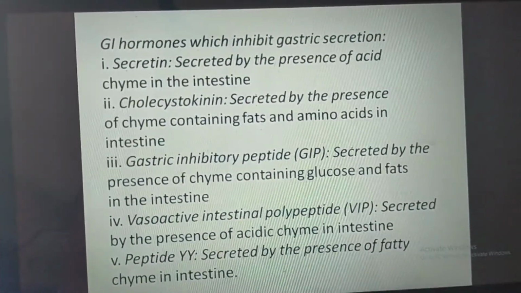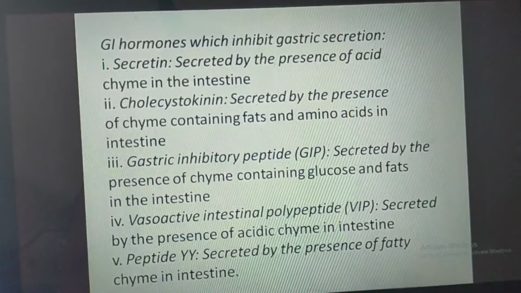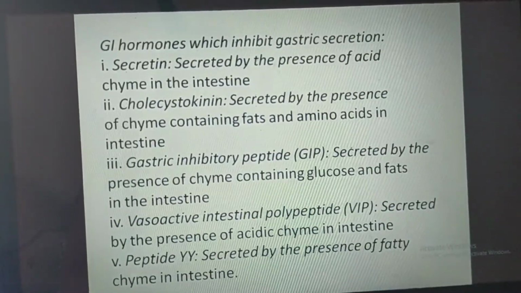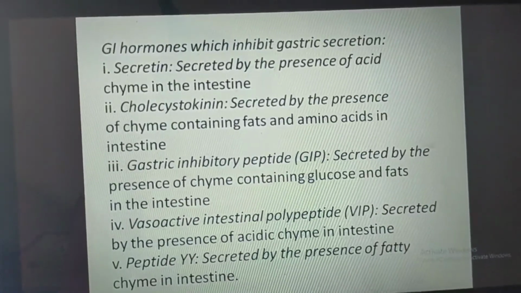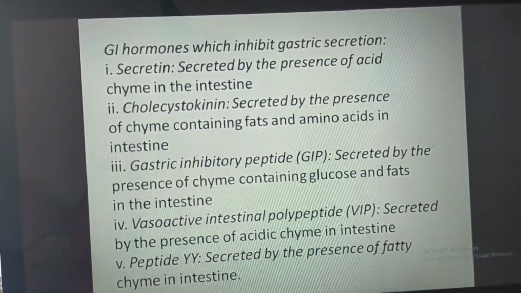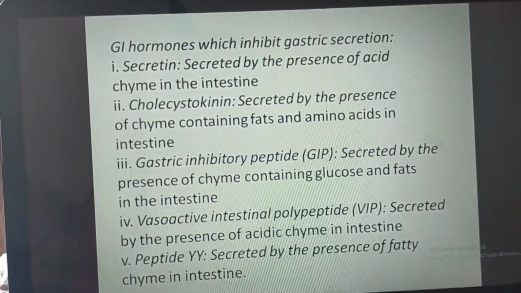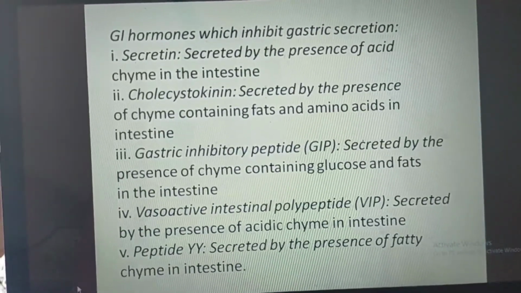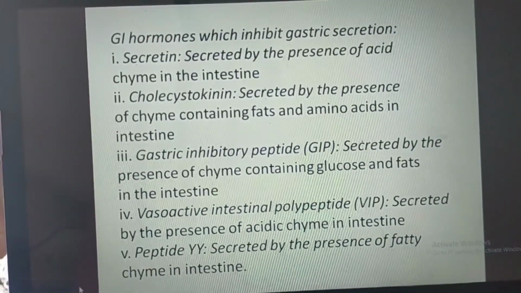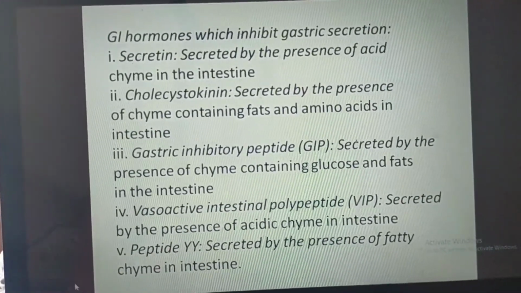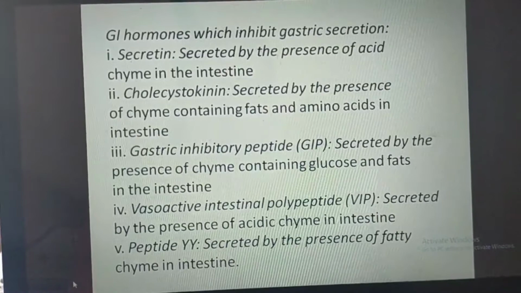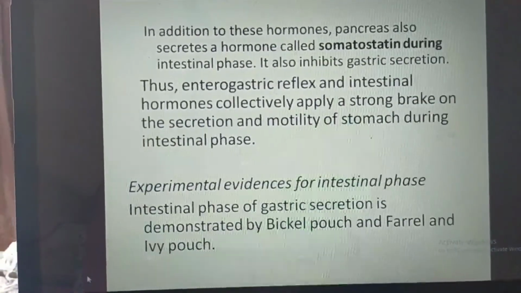cholecystokinin, secreted by the presence of chyme containing fats and amino acids in the intestine; gastric inhibitory peptide, which is called GIP, which is secreted by the presence of chyme containing glucose and fats in the intestine; vasoactive intestinal polypeptide, which is called VIP, secreted by the presence of acidic chyme in intestine; and peptide YY, which is secreted by the presence of fatty chyme in intestine.